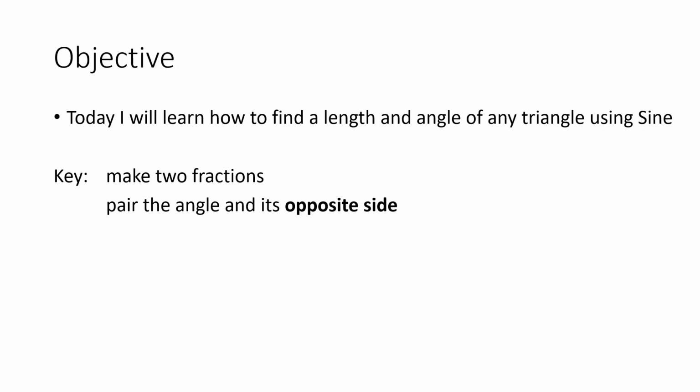So take out your notebook and copy down today's objective. In this lesson, you learn how to find the length as well as an angle of any triangle using sine, which is why this is called the Sine Rule. And the key to doing this type of question is to make two fractions. So basically, you need to have one fraction over here and one fraction over to the right side. As long as you know how to do this, this chapter will be very easy.